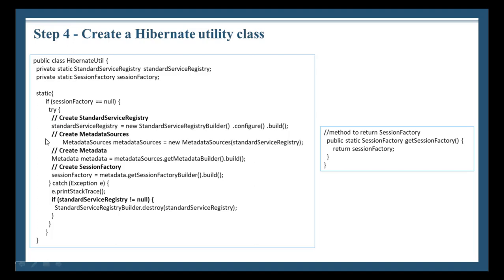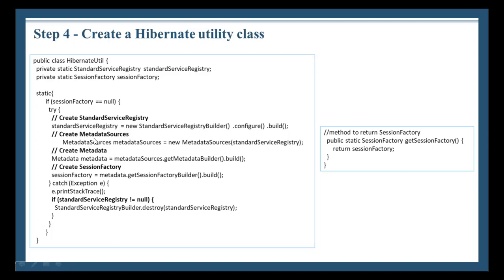So for that we have provided this static block, as we want this block to be executed at the time of class loading itself, and we have taken two reference variables here. One is StandardServiceRegistry and second is SessionFactory. We know that in Hibernate 5, if we have to obtain the SessionFactory, we need to make use of StandardServiceRegistry, MetadataSources and Metadata. So all these steps are required to obtain a SessionFactory, and in this class we will perform these operations.